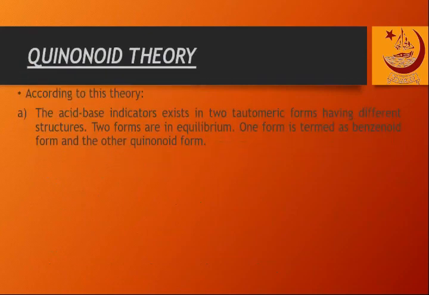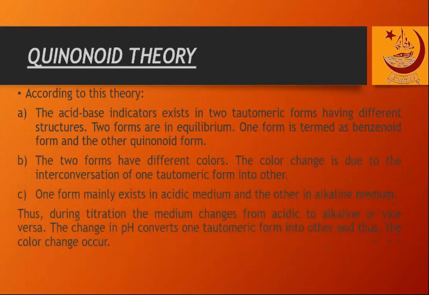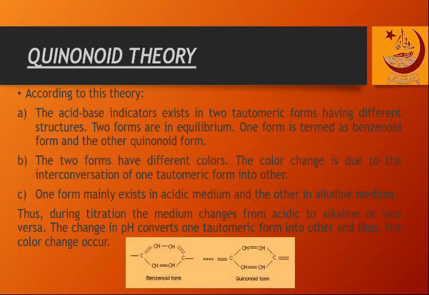According to this theory, the acid-base indicators exist in two tautomeric forms having different structures. Two forms are in equilibrium. One form is termed as benzenoid form and the other QUINONOID form. The two forms have different colors. The color change is due to the interconversion of one tautomeric form into other. One form mainly exists in acidic medium and the other in alkaline medium. Thus, during titration, the medium changes from acidic to alkaline or vice versa. The change in pH converts one tautomeric form into other, and thus the color change occurs.